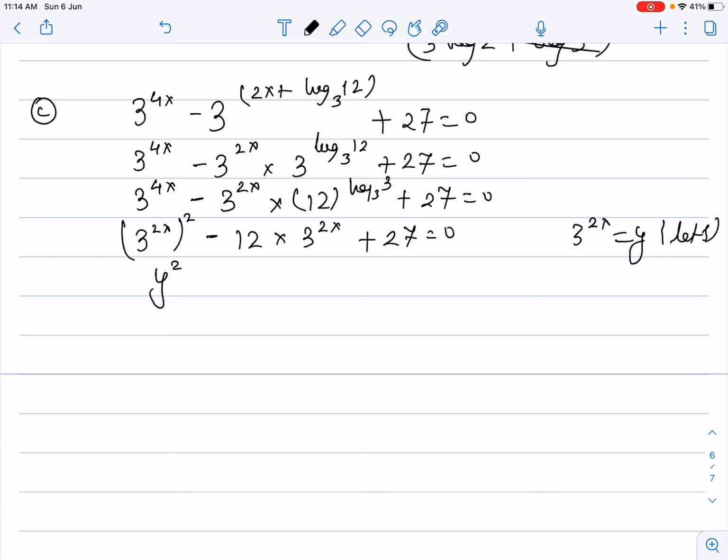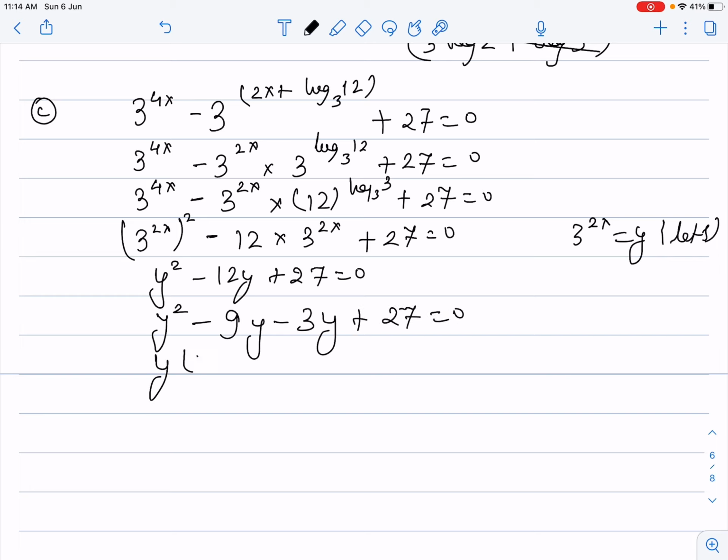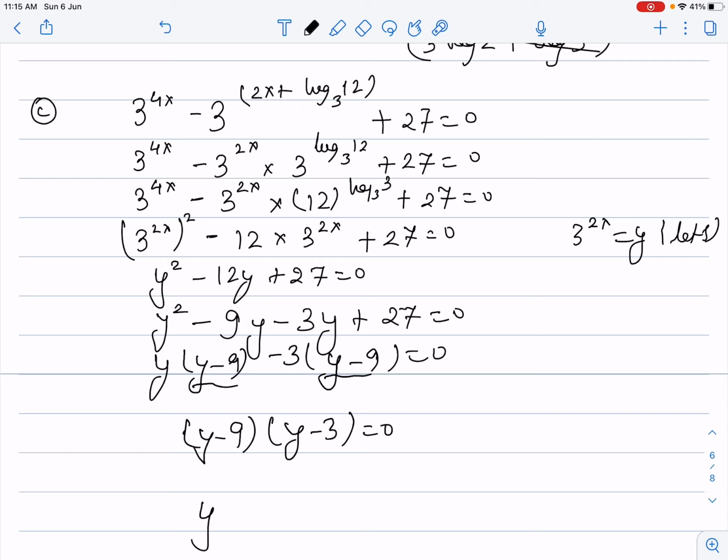So y square minus 12y plus 27 is equal to 0 it will be becoming. That means prime factorization means splitting the middle term, minus 9y minus 3y plus 27 is equal to 0. So we'll be getting y into y minus 9 minus 3 into y minus 9 is equal to 0. So y minus 9 can be taken common by us. So y minus 9 multiplied by y minus 3 is equal to 0 it will be becoming. So y is equal to 9 comma 3 it will be becoming.